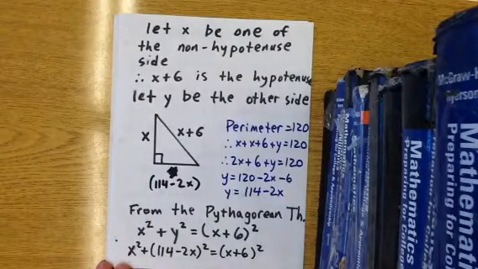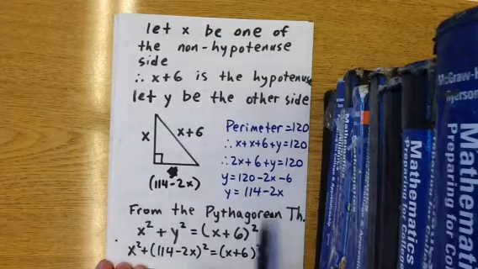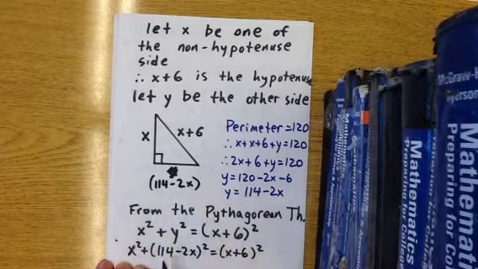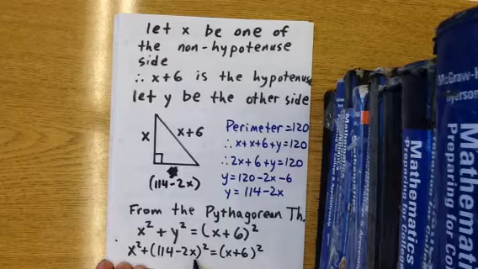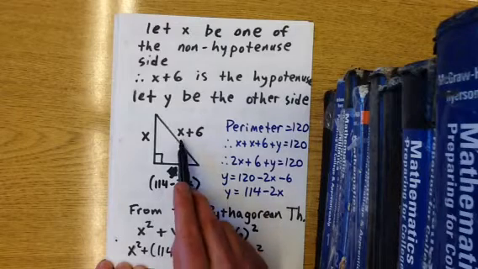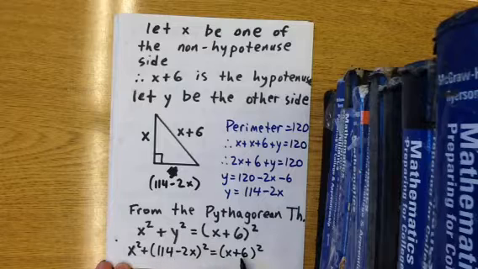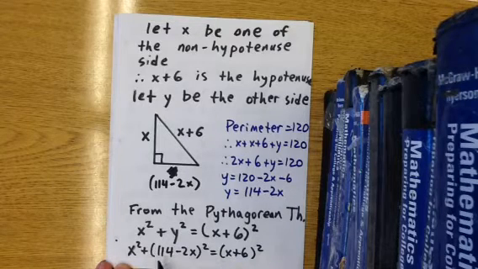Okay, there we go. Now we have an opportunity to use the Pythagorean theorem. x squared plus 114 minus 2x quantity squared will equal the hypotenuse squared. Okay, it's like a squared plus b squared equals c squared. Well, this is simple enough to expand.